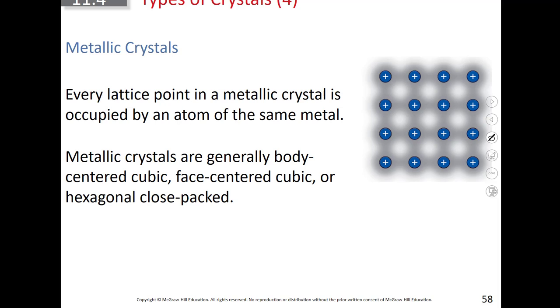They're generally held together by the attractive forces between the electrons around the atoms and the protons inside of the nucleus. So they generally end up being body-centered cubic, face-centered, or the one that we didn't really talk about in detail, the hexagonal close-packed structure. We're going to focus mostly on those two, the body-centered cubic or the face-centered cubic.